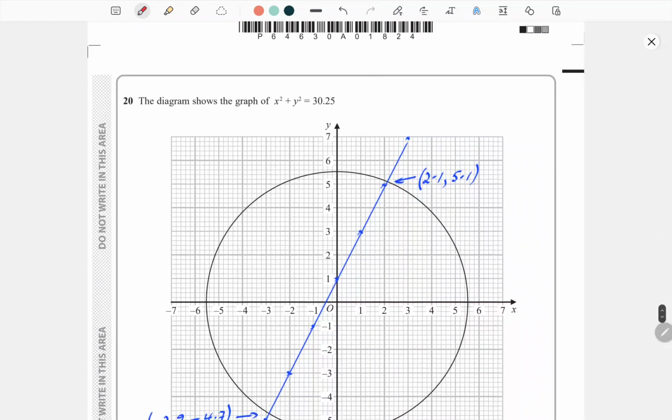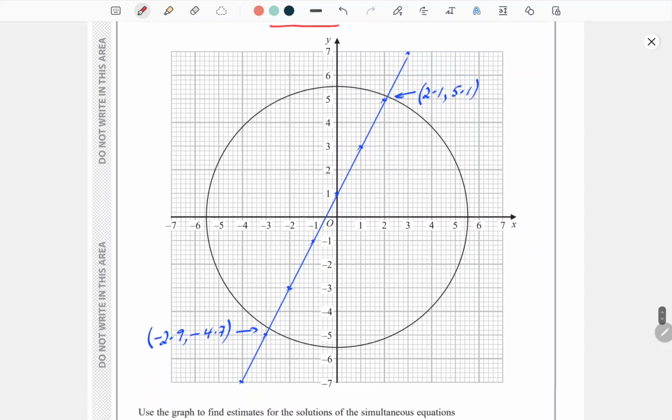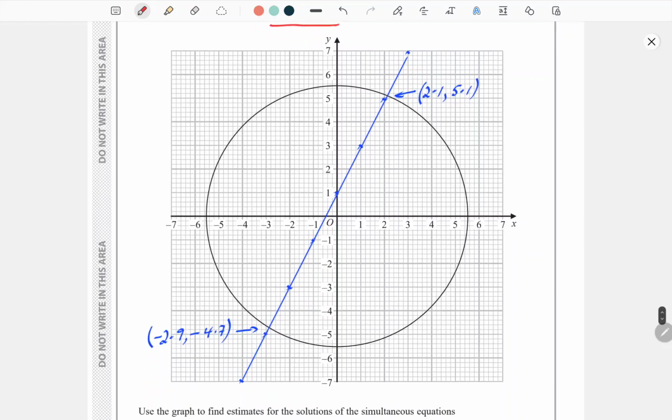Okay, not far to go. The diagram shows graph of x squared plus y squared equals 30.25. This is the equation of a circle, which they've done for you, so you don't need to worry about that.